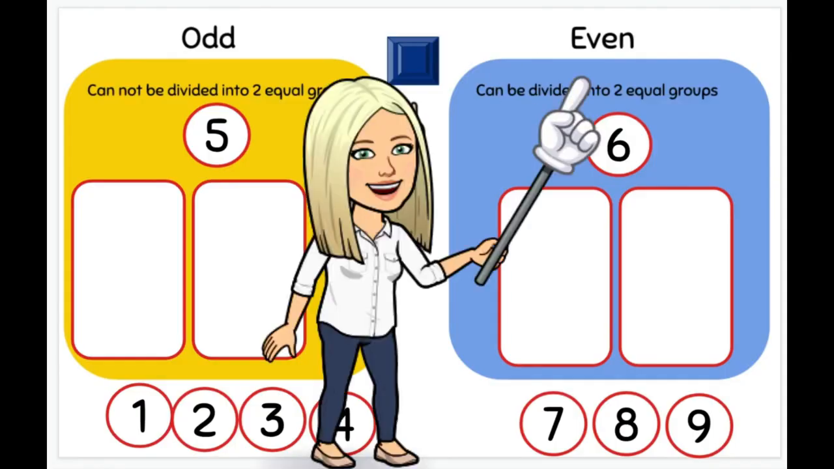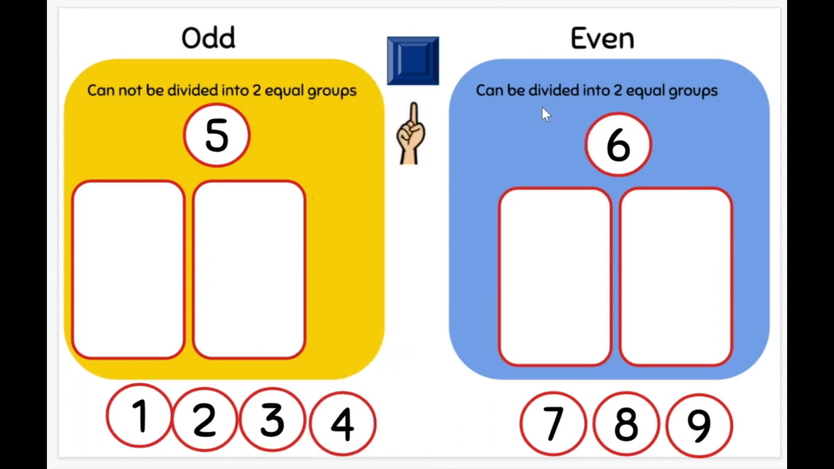So basically, even numbers are any number that can be divided into two equal groups. They're the multiples of your 2 times table, so any of the answers to your 2 times tables is an even number. Odd numbers, on the other hand, cannot be divided into two equal groups. There's always going to be left out numbers. So let me show you what I mean by dividing it into two equal groups.